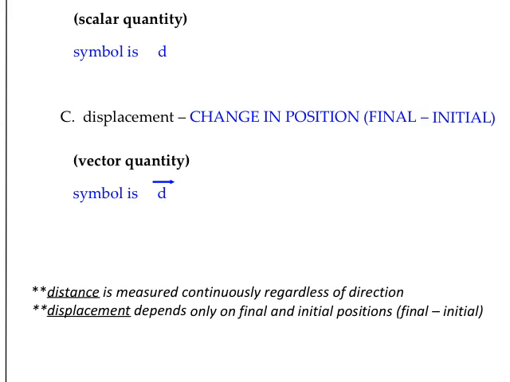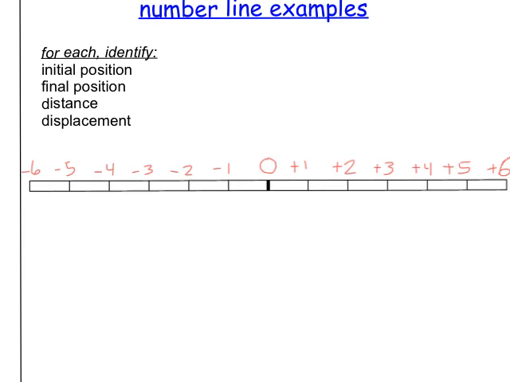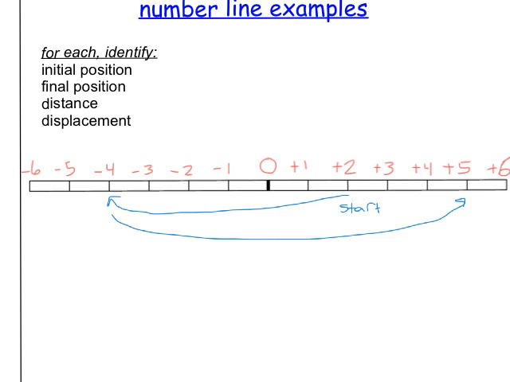So now we're going to practice. Go ahead and take a moment to number your number line just as I've done in the picture, and we're going to do an example together. For our example, I'm going to say that a person is going to start out at the position of positive 2. So we're going to start here, and then they are going to walk over to the negative 4, and then we're going to walk to the positive 5 and stop. So let's identify our initial position.